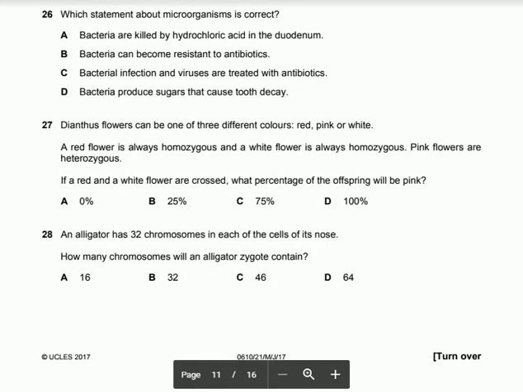Question number 26. Which statements about microorganisms are correct? The answer would be B, of course, because bacteria can become resistant to antibiotics. And bacteria killed by hydrochloric acid in the duodenum. That is completely incorrect. Hydrochloric acid is never formed in the duodenum. It's always formed in the stomach. Bacterial infections and viruses are treated with antibiotics. No, viruses are not treated by antibiotics. They change their form, like they can change into different shapes.